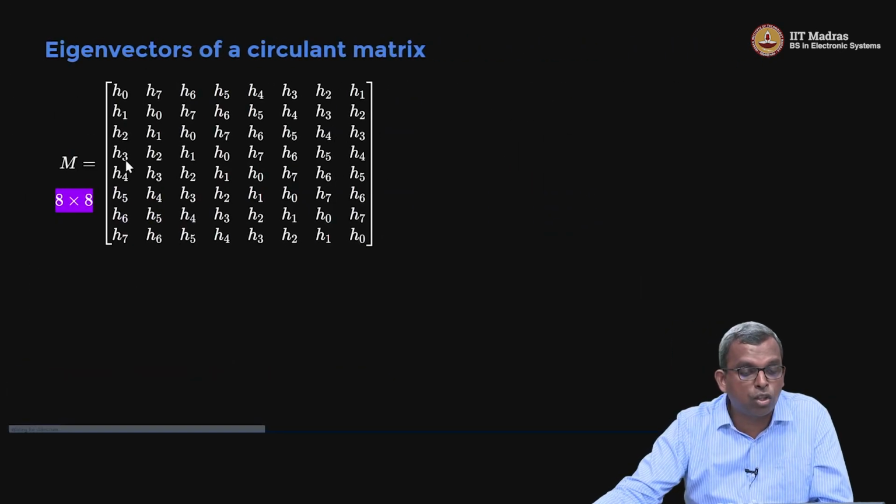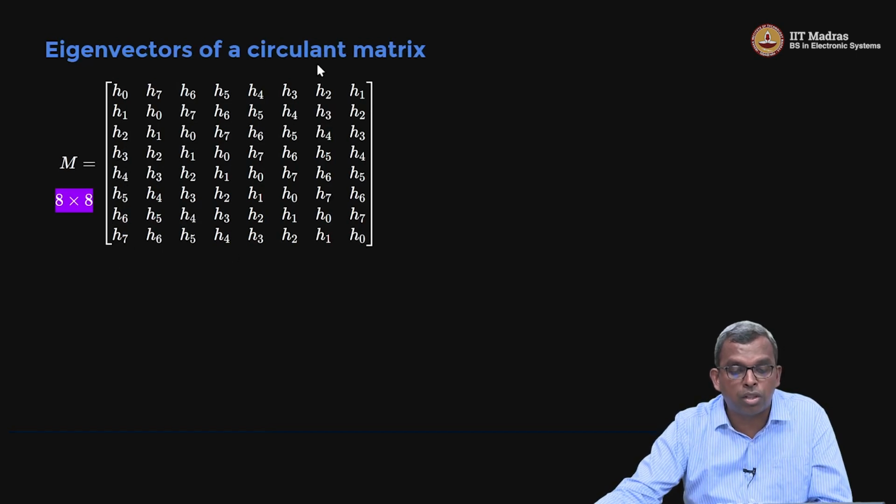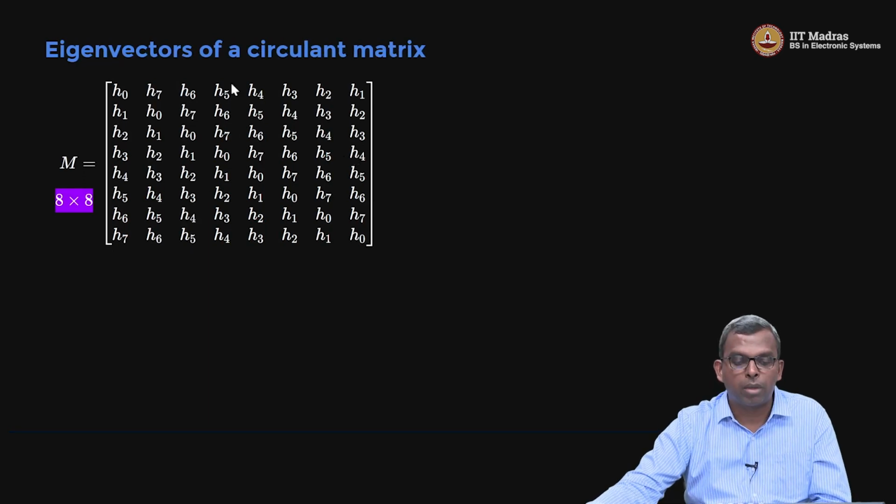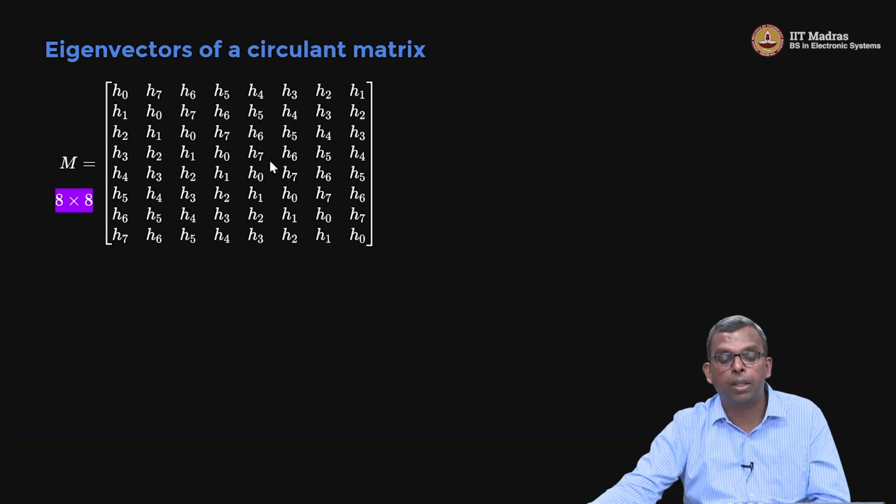That's what I've done here. I've not stopped at H3. I've gone to H4, H5, H6, H7, and then I've done circular shift, circular shift, circular shift, and so on to get all the other columns, okay? Just to consider the more general case. So it's an 8 by 8 matrix in this case, okay?